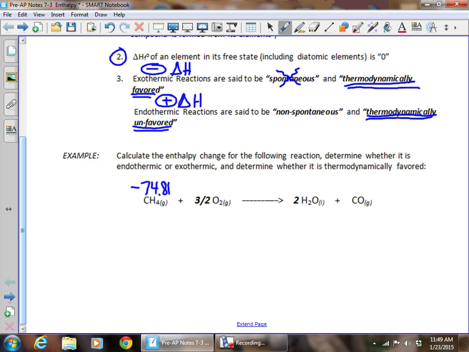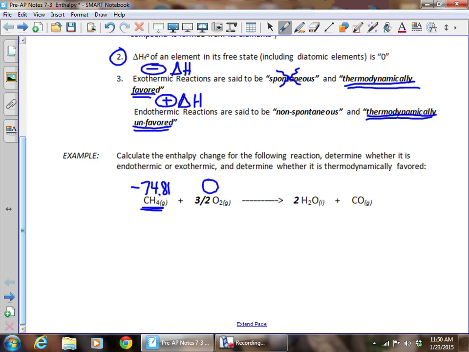Now look at how this one is balanced, and this often happens on our thermodynamic equations. We've got 3/2 of an O2 when we balance this, and that's because in thermodynamic equations we virtually always want them to start with 1 mole of the reactants, to have the reactants based on 1 mole of the smallest substance. So that's why we have 3/2 of a mole of oxygen here. So we've got negative 74.81. We need oxygen's value, but if you remember, since oxygen is a free element in its standard state, diatomic oxygen, the heat of formation is 0.